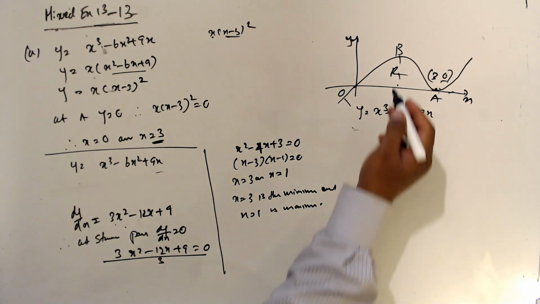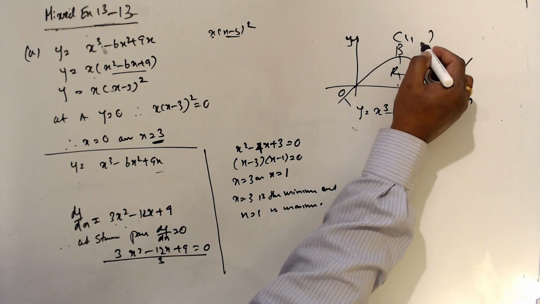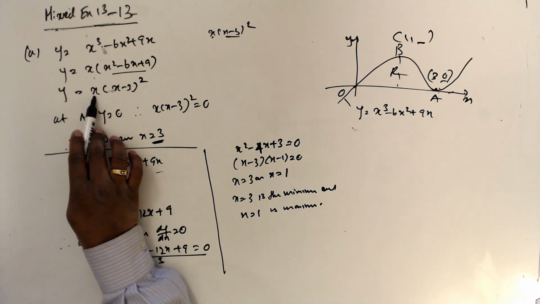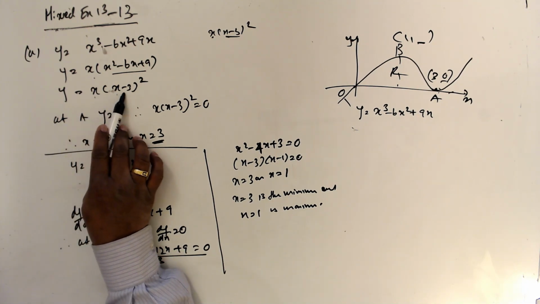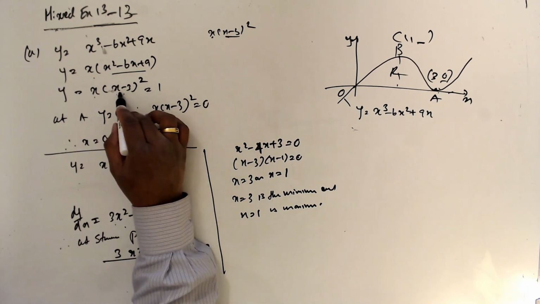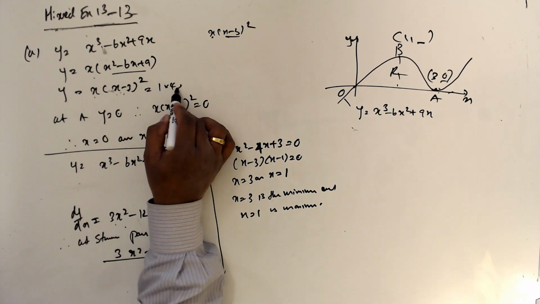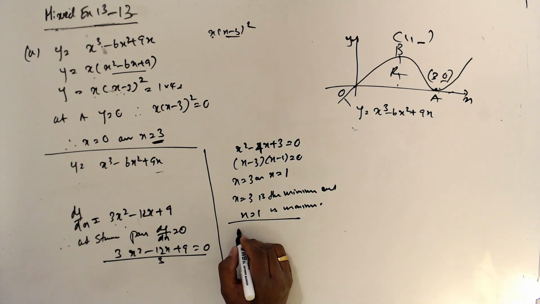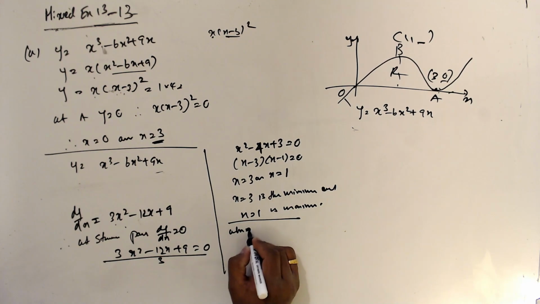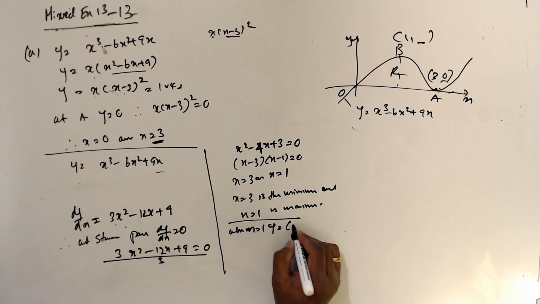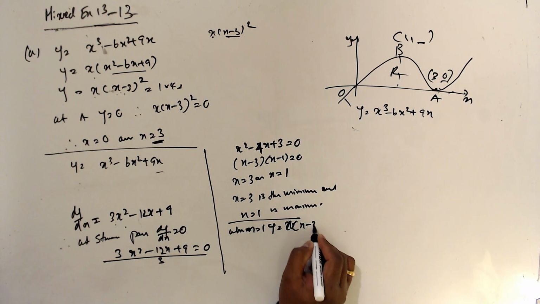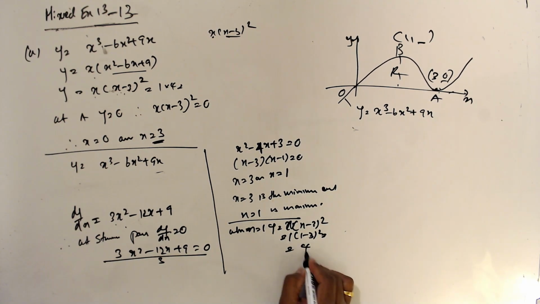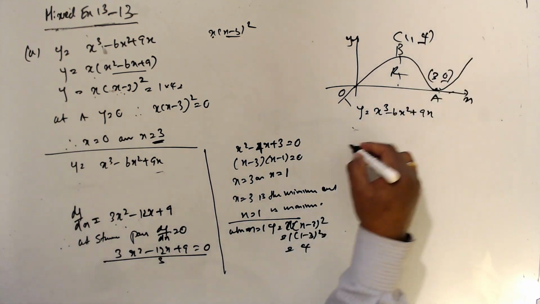Now we want to find the coordinate of B. We found x equals 1, and we want to find y. Now we have to substitute somewhere. When x equals 1, y equals x times x minus 3 squared, 1 times 1 minus 3 squared, which is 4. So this is (1, 4).